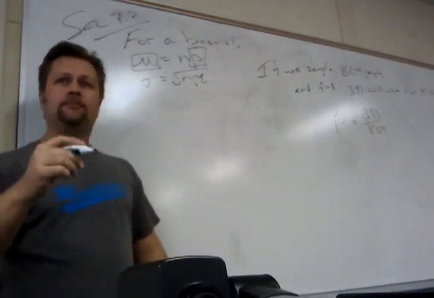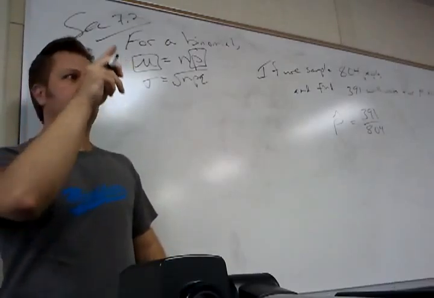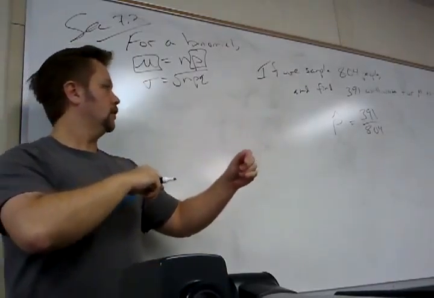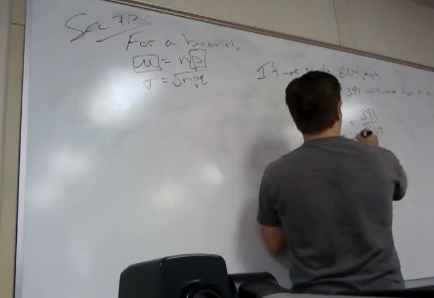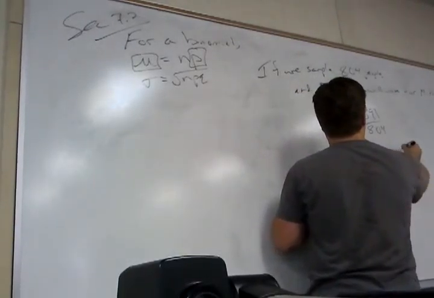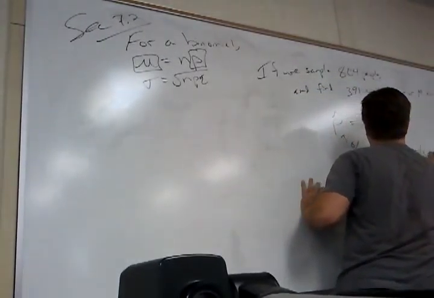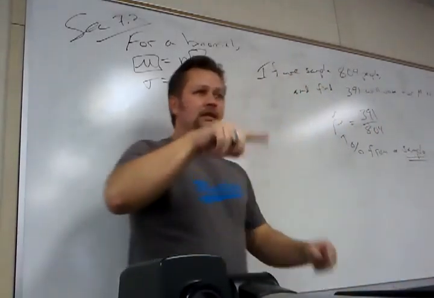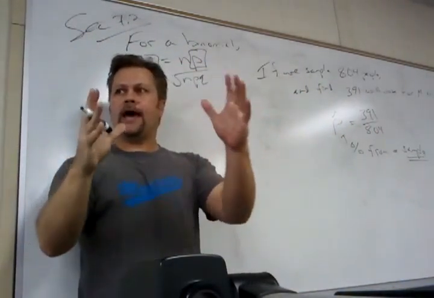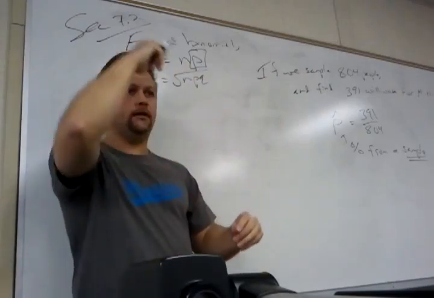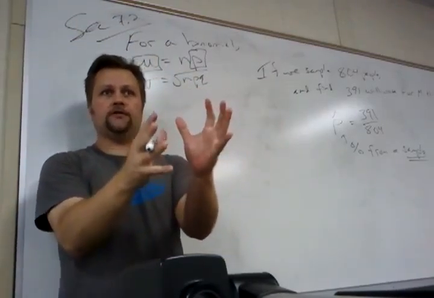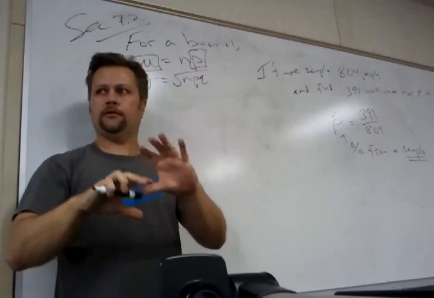If you see a little hat on P or Q, that means it came from a sample. Can you say it? P hat is the percentage from a sample. Just like X bar, it's got a bar on it. That's an average from a sample. P hat has a little hat on its head. That's a percentage from a sample. Cool. How are we doing so far?